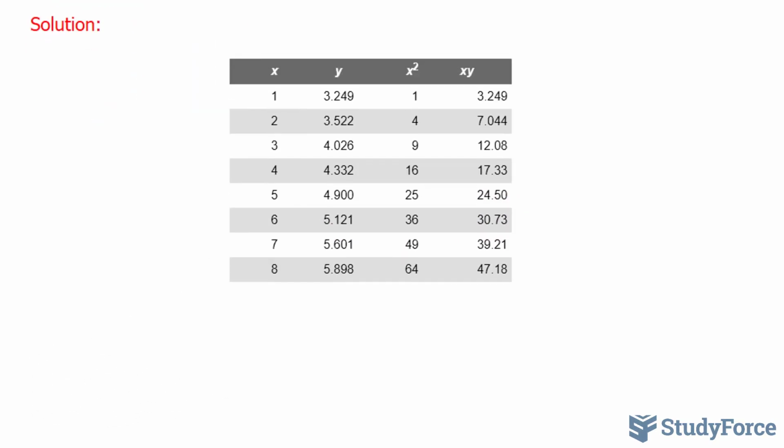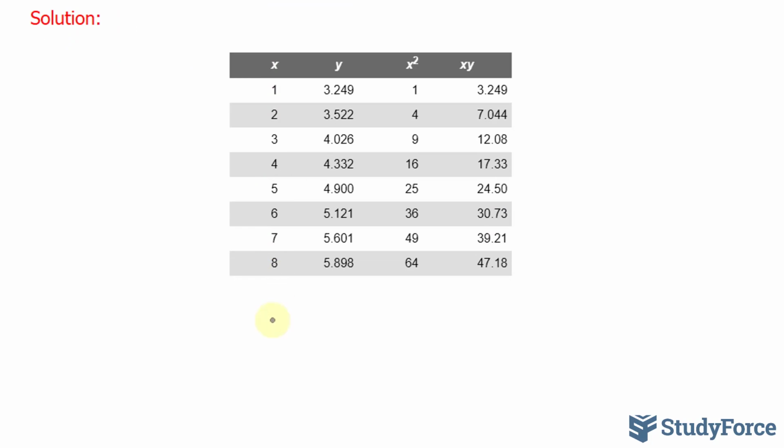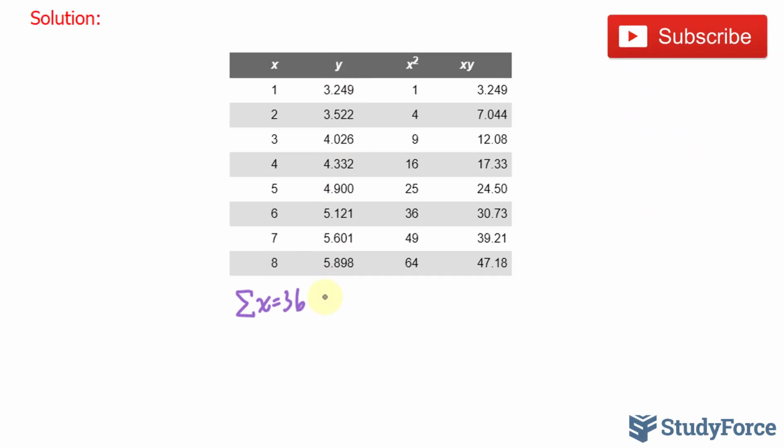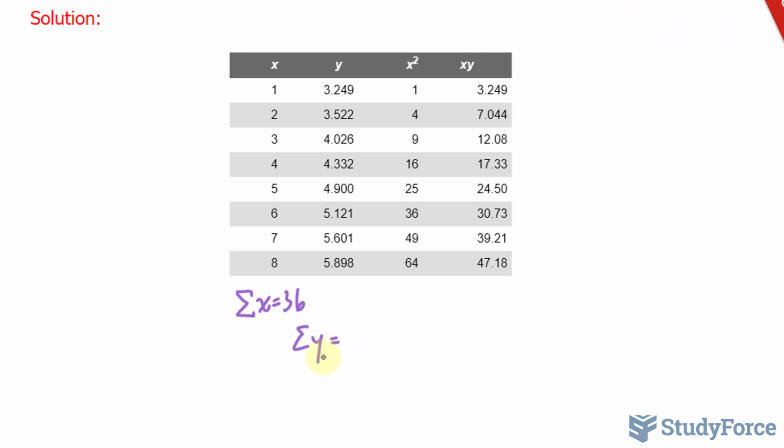The next step is to find out the sum of all of these rows, the sum of all of these rows, and so on. The sum of all of these rows can be defined like this, where this Greek letter sigma represents sum. 1 plus 2 is 3, 6, 10, 15, 21, 28, and 36. The sum of x is equal to 36. Let's do the same thing for y. If you do this correctly, you should end up with the sum of y equal to 36.649. And I wrote it down here just to make some room.